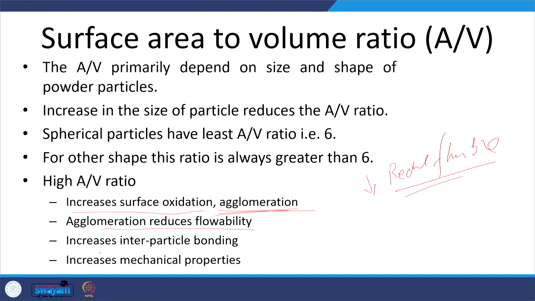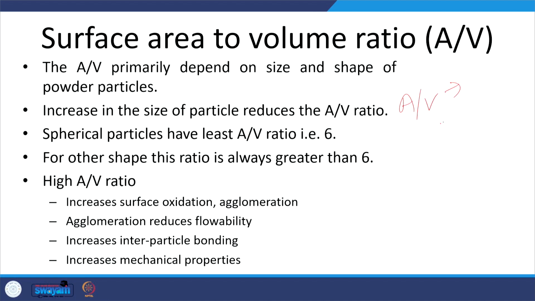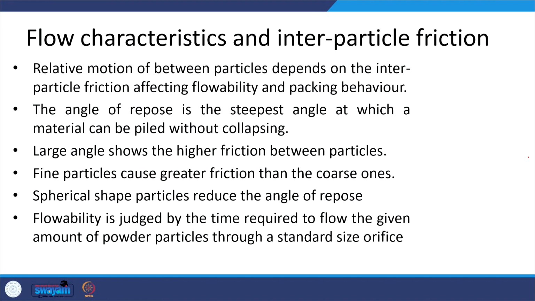Okay. On the other hand, a higher A by V ratio increases the interparticle surface area contact, and that in turn increases the interparticle bonding, which in turn helps in increasing the mechanical properties. Okay. So, it is always good actually to have the higher A by V ratio for improved sintering, improved bonding and improved mechanical properties. Okay. Now, the flow characteristics and interparticle friction.